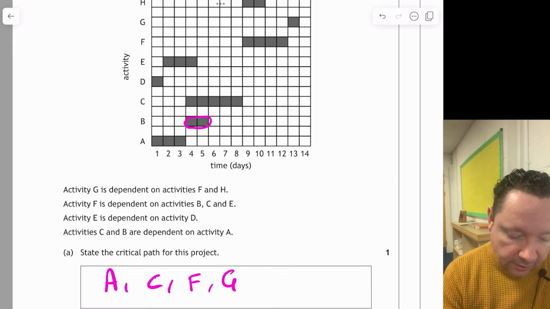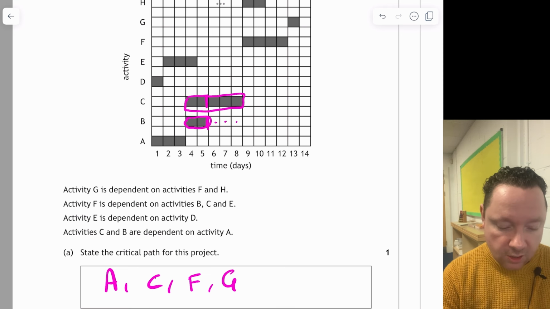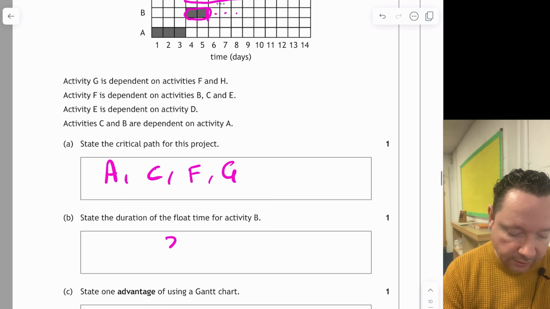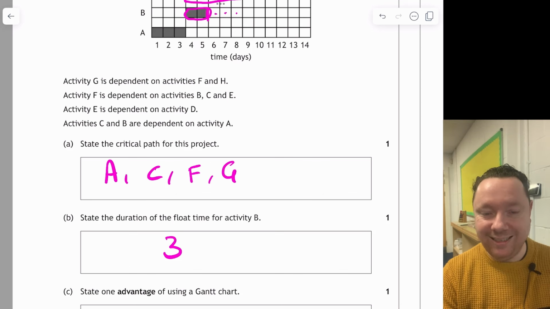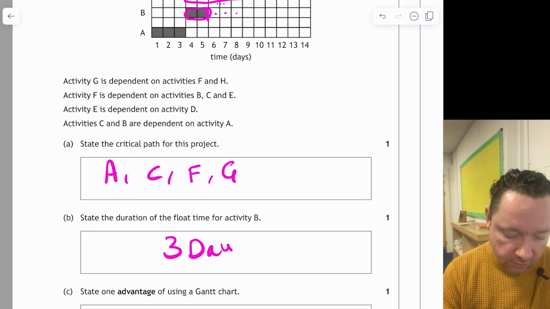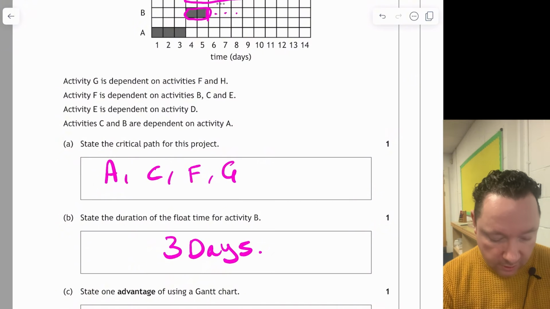B and C are happening simultaneously. So there's 2 hours done. So I've got 1, 2, 3 hours left over before C finishes. So the float time is 3, not hours, sorry, days, because the units are days. Make sure you put your correct units in.